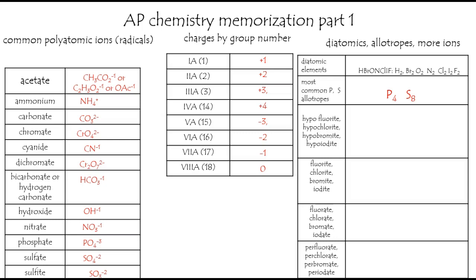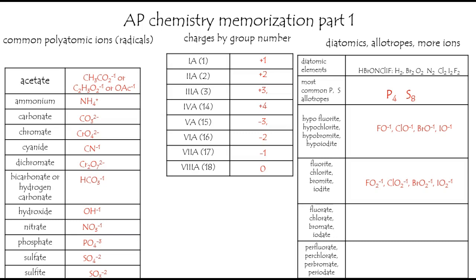That is HFO minus. No, sorry, no H at all. That's FO minus, ClO minus, BrO minus, and IO minus. Fluorite still does not have the hydrogen. That's FO2 minus, ClO2 minus, BrO2 minus, and IO2 minus.